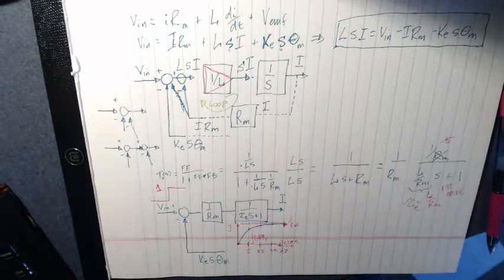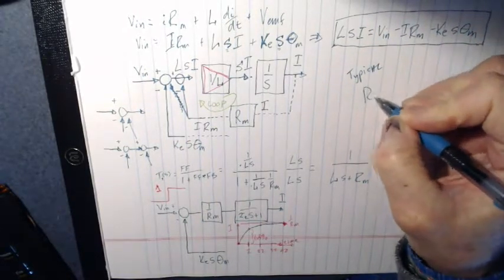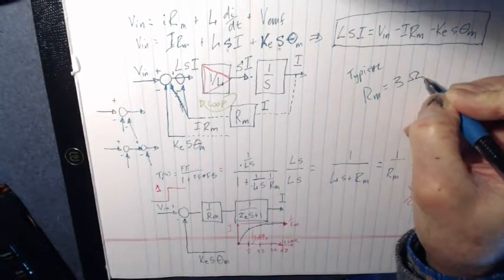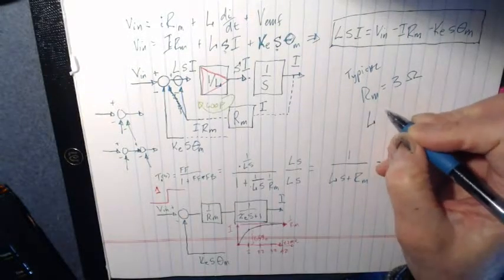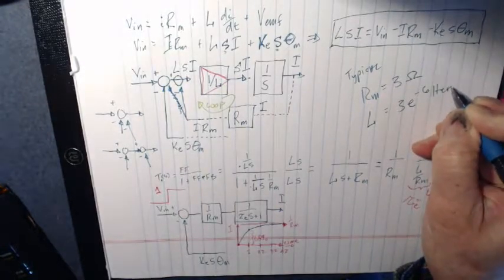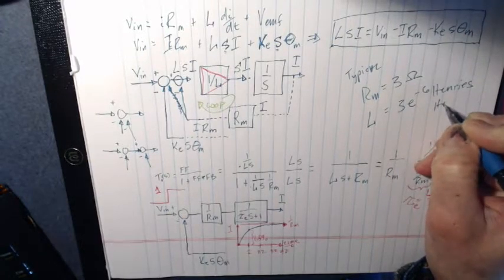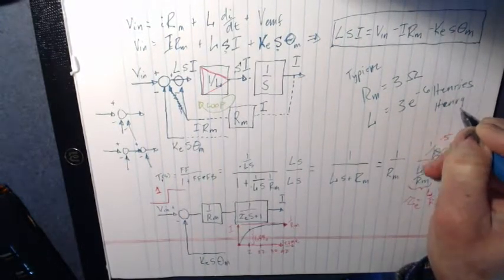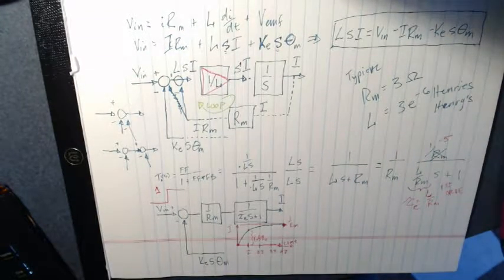So for a typical motor, Rm is around 3 ohms, something like that. You're going to be in the 1 to 5 ohm range. Sometimes they get a little bit better than that. And the typical inductance L is 3e minus 6 henries.